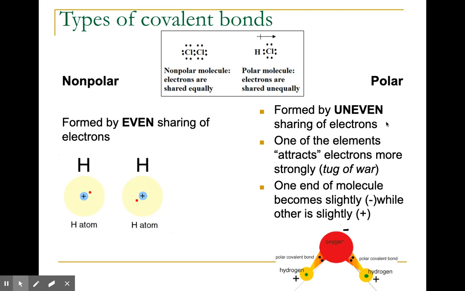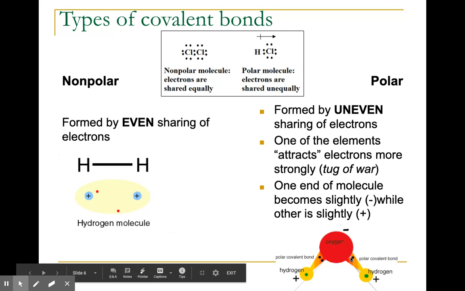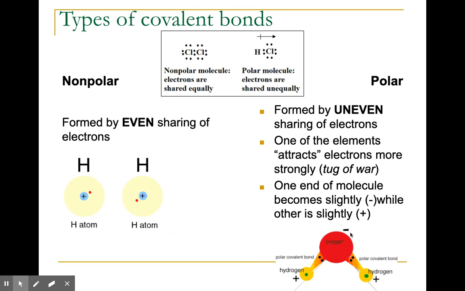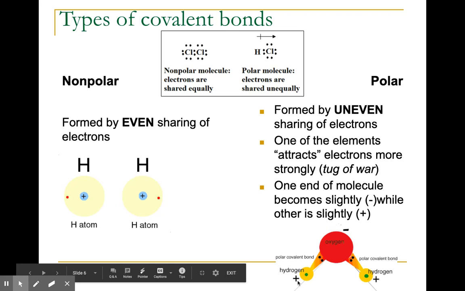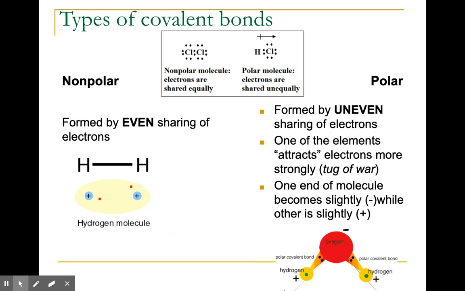If you look at polar covalent bonds, they are going to form because there is an uneven sharing of electrons. The way that you can think of this is like tug of war. One of the elements is going to attract the electron more strongly. So in our example here, we have water. The oxygen atom is going to pull those electrons tighter to its core, which is going to give it a slightly negative charge because electrons are negative. And the hydrogens, since those electrons are being pulled away from it, are going to become slightly positive.